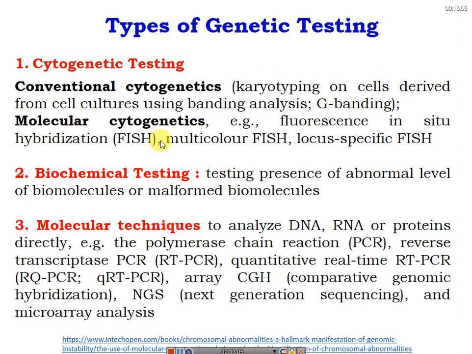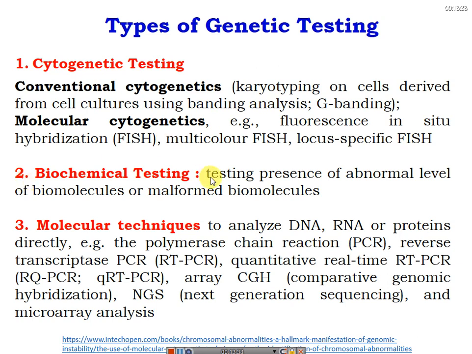In molecular cytogenetics, we use FISH, multicolor FISH, or locus-specific FISH techniques to identify the specific locus, whether it is healthy, having the proper gene or the mutated gene, or some other kind of problem. So we can identify this using fluorescence in situ hybridization for that purpose.